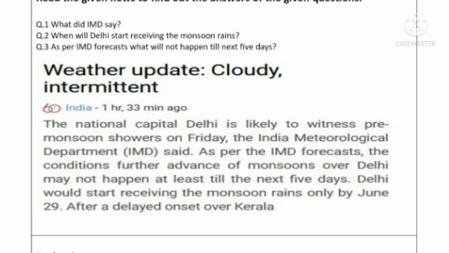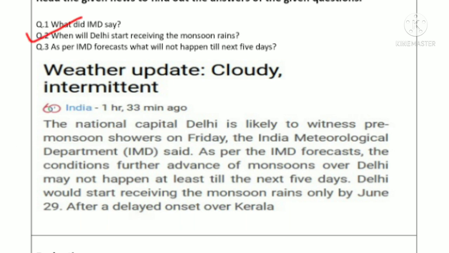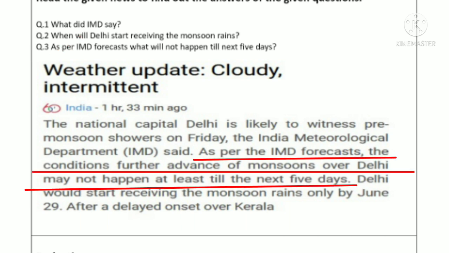Now the questions asked here. What did IMD say? IMD said that the national capital Delhi is likely to witness pre-monsoon showers on Friday. Second question: when will Delhi start receiving the monsoon rains? Delhi will start receiving the monsoon rains only by June 29. And the last question: as per IMD forecasts, what will not happen till the next 5 days? As per IMD forecasts, the further advance of monsoons over Delhi may not happen at least till the next 5 days.